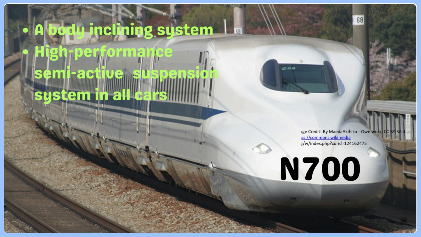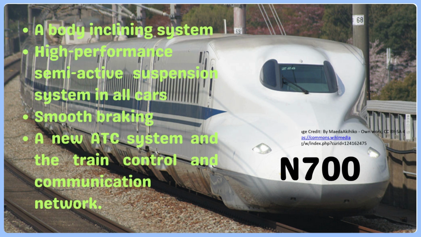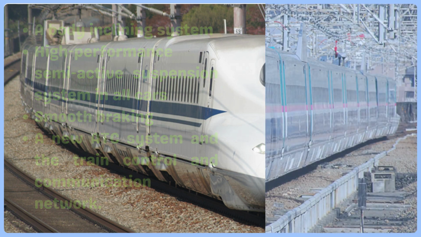Passenger comfort was improved by installing an innovative high-performance semi-active suspension system in all cars. Semi-active suspension to suppress vibration by changing the damping capacity of the lateral oil dampers has been applied. Longitudinal vibration has been suppressed by employing a combination of smooth braking through the use of the new ATC system and reducing the number of accelerations and decelerations necessary at curves through the use of the body inclining system.